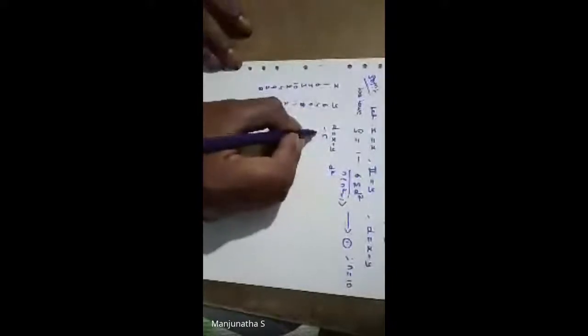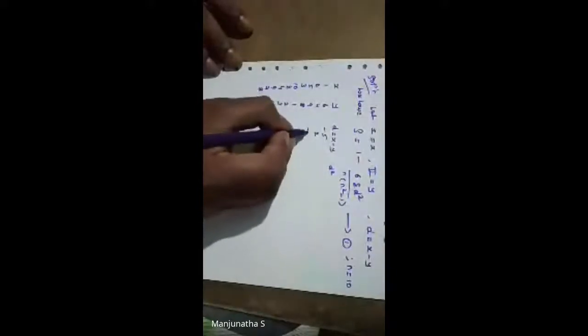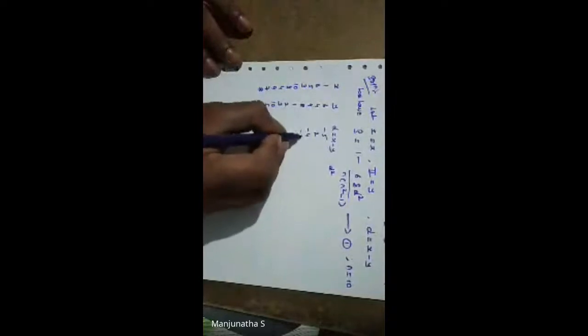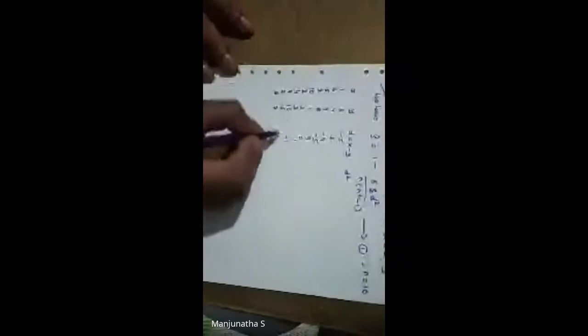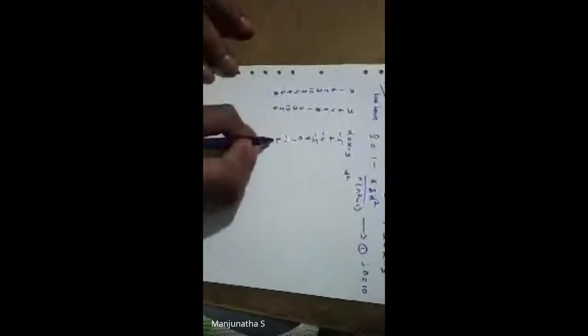Correct? What is x? 1, 6, 5, 3, 10, 2, 4, 9, 7, 8. Similarly y: 6, 4, 9, 8, 1, 2, 3, 10, 5, 7. And d, so 1 minus 6 is minus 5. So just the difference we need to take. 6 minus 4 is 2, 5 minus 9 is minus 4, 3 minus 8 is minus 5, 10 minus 1 is 9, 2 minus 2 is 0, 4 minus 3 is 1, 9 minus 10 is minus 1, 7 minus 5 is 2, 8 minus 7 is 1.